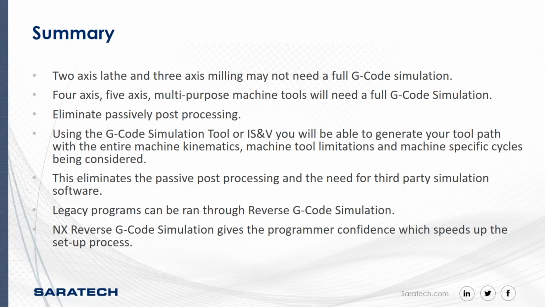So using a G-code simulation tool at ISV, you have the machine tool in the background. So if there's any need for the tool to adjust to get the axis position that it needs from the machine tool, it'll do it inside of NX and not through the simulation software. So it's called simulation enhanced post-processing. It eliminates the passive post-processing and the need for the third-party simulation software. Legacy programs can be run through the reverse G-code simulation to gain confidence and setup time, like I said. And the NX reverse code simulation gives the programmer confidence, which speeds up the setup process.